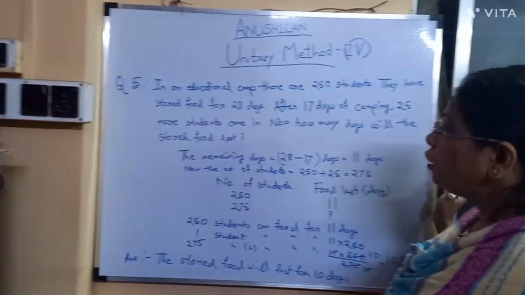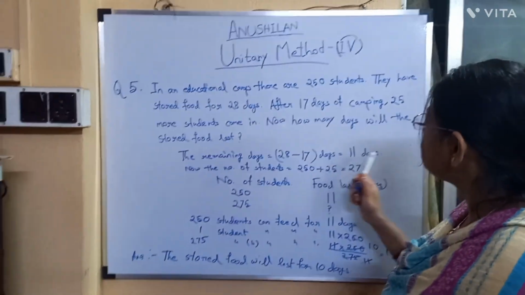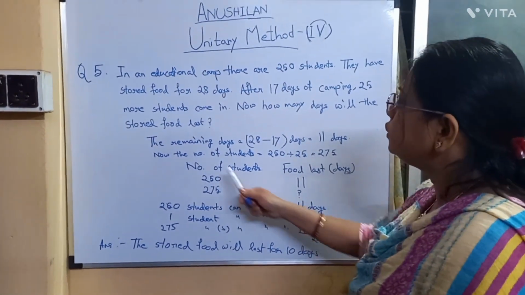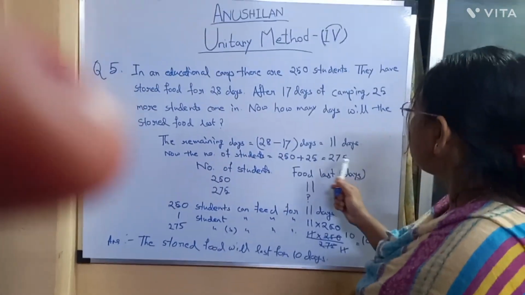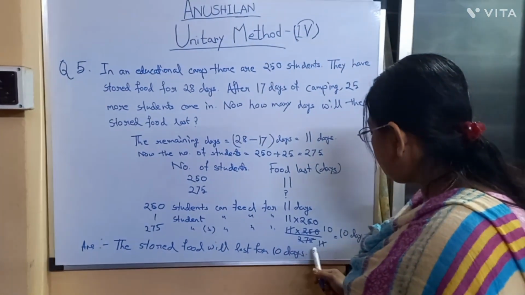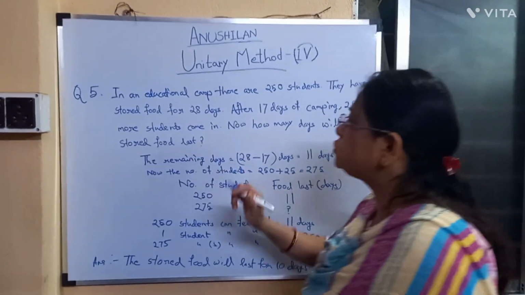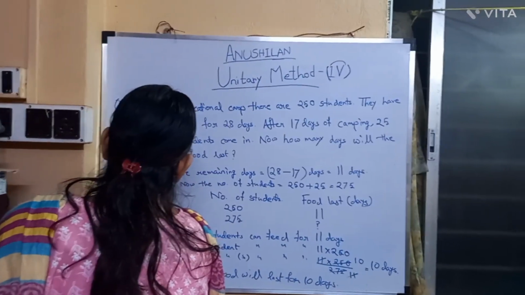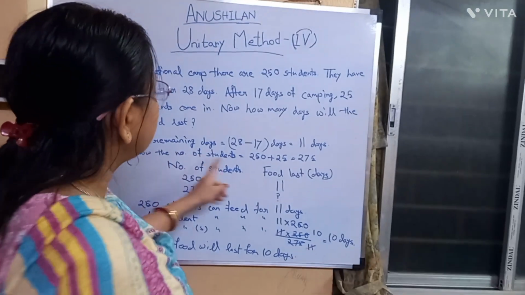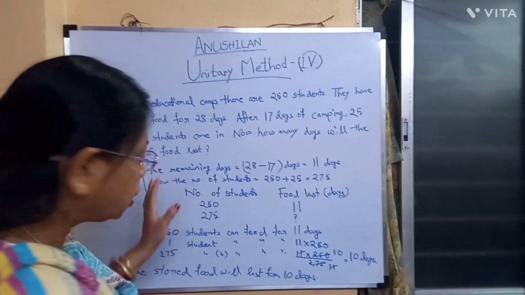Have you got it? Don't confuse for the 28 days. Always calculate the remaining days, and after that the problem is too easy. And what will be the number of students now? 250 plus 25, 275. Then the calculation is very easy. Just you have to think about these two lines. This is the important line: remaining days and the number of students. Otherwise, there is nothing in this sum.